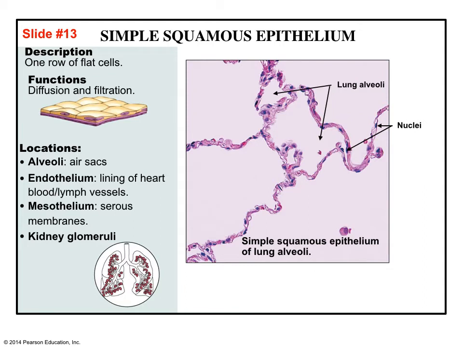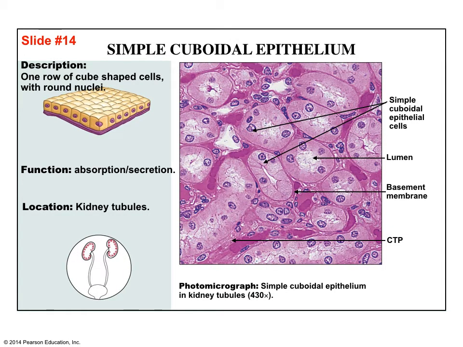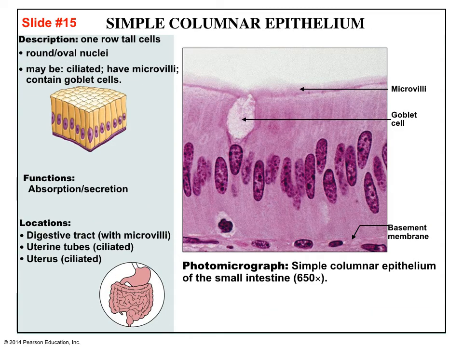Don't worry about the last one until we get to the kidney. Simple cuboidal epithelium is very common in kidney tubules, not glomeruli, kidney tubules. These cells are specialized for absorption and secretion. Simple columnar epithelium would be found in the digestive tract. In this case, there would be microvilli to facilitate absorption and secretion. In the uterine tubes and uterus, the simple columnar epithelium is ciliated to help move things along.